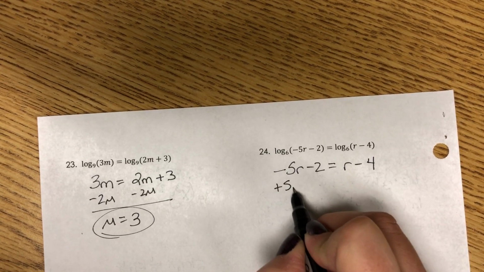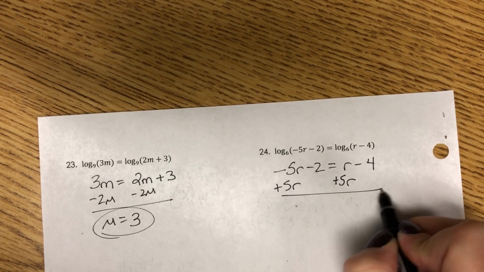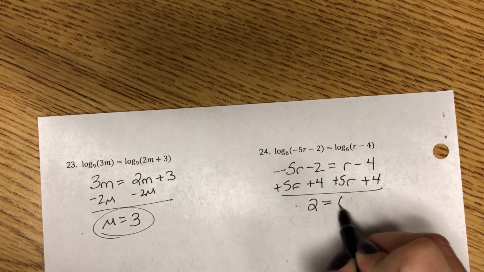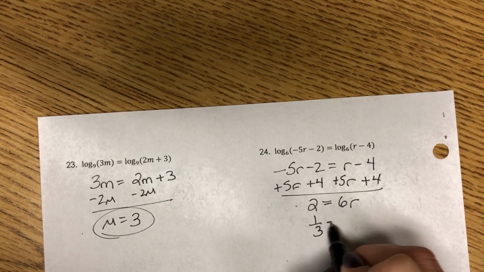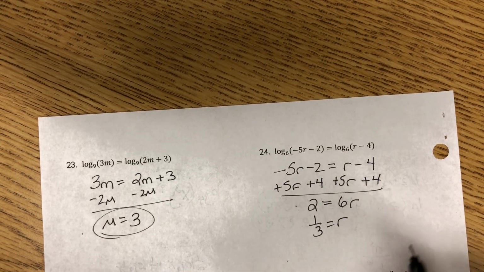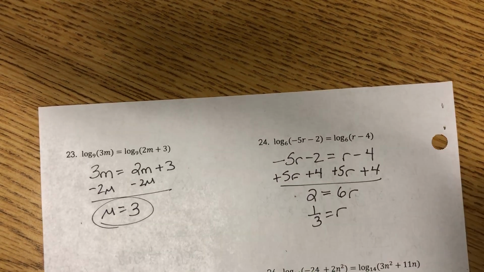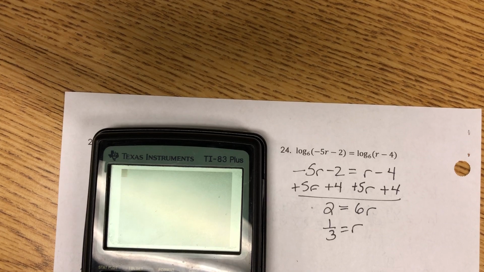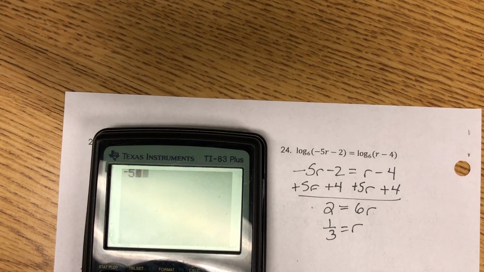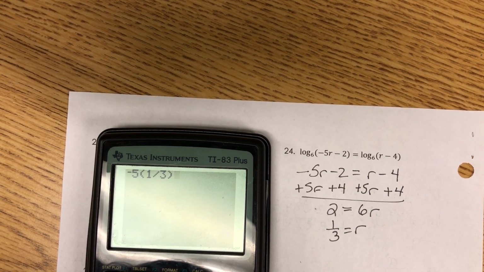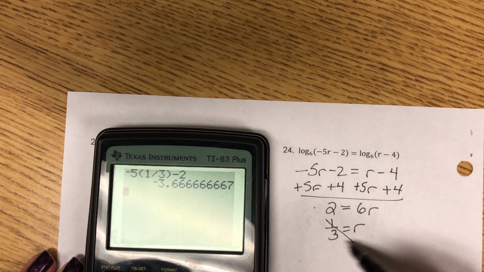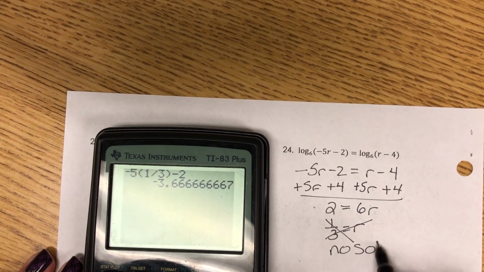I'm going to add my 5r to this side. I'm going to add my 4 to this side. So we get 1/3 is r. Don't panic, it's a fraction. You got a calculator, no problem. Sorry for the glare. All right, so if we do -5 times 1/3 minus 2, uh-oh, we get a negative. So this is no solution.